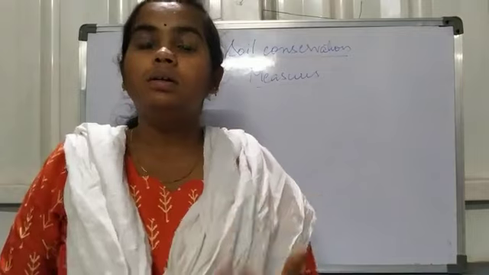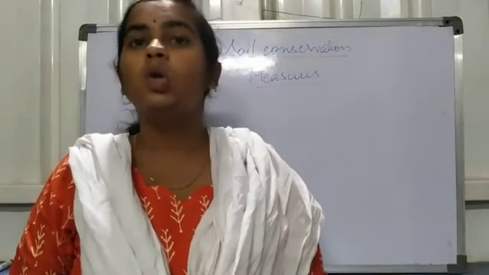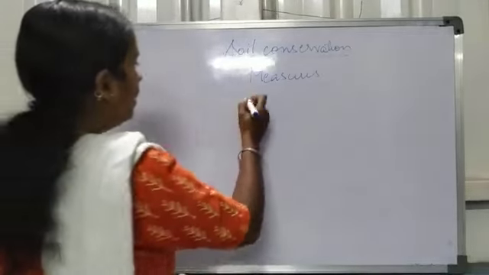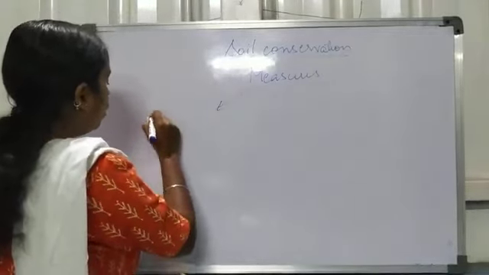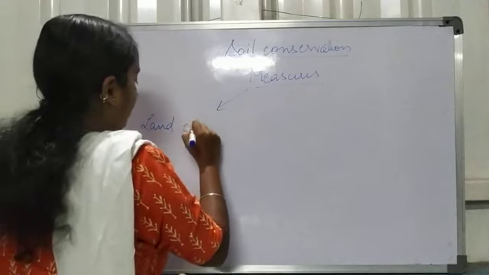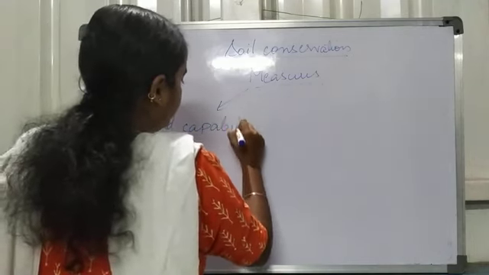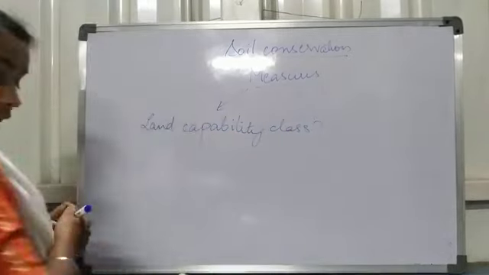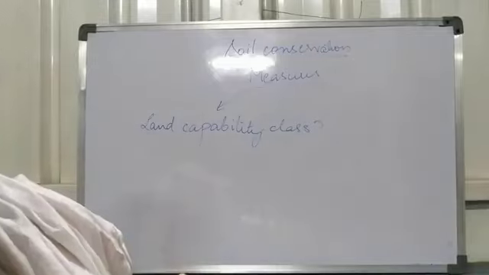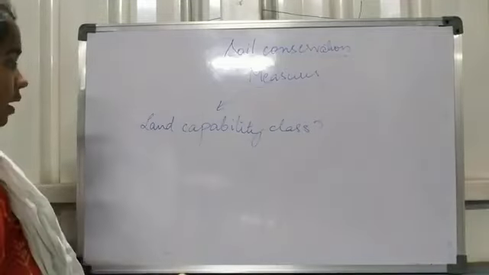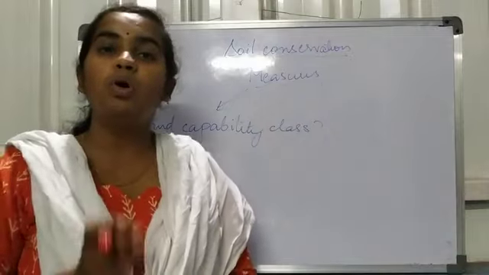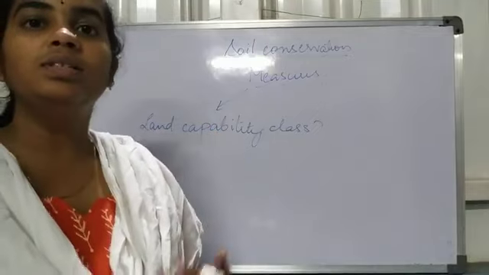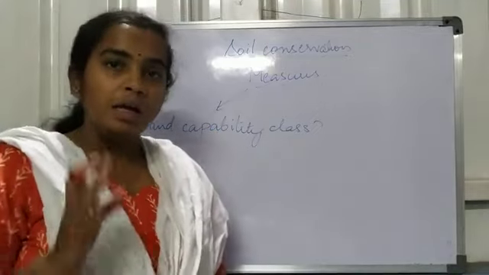How do we conserve the soil which is being lost? There are various methods to conserve our soil. The first measure is using the land according to its land capability classification. That means every land is being used according to its capacity, maybe for agriculture or non-agriculture or pasture or any other conditions.